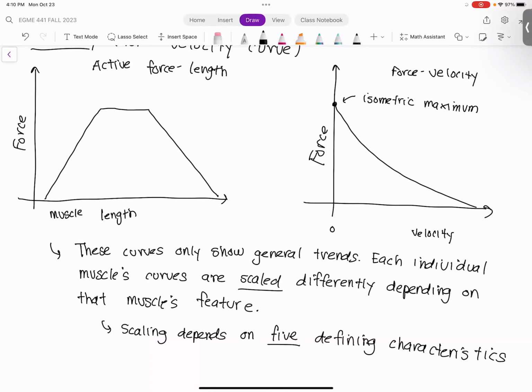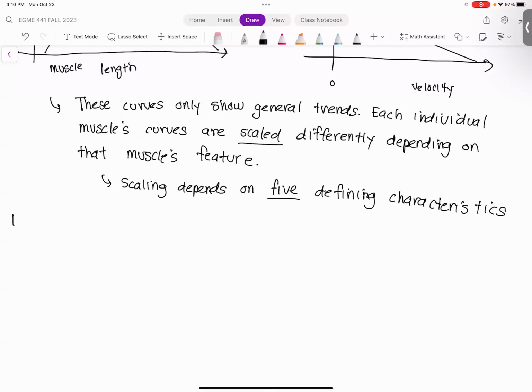All right, let's start listing off those characteristics. The one that we did go over last time was called the optimal fiber length. We call this LOM. And what the optimal fiber length tells you is the optimal length for the entire muscle that produces the maximum amount of force.